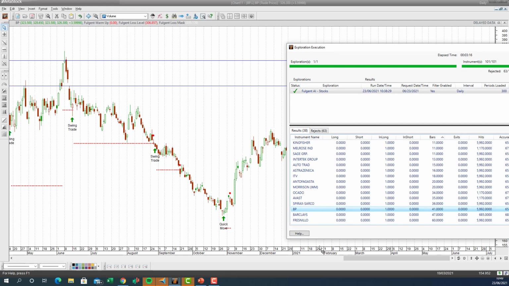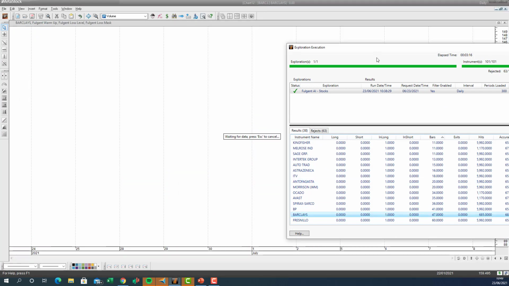And then the next one I'd like to cover is Barclays. Let's have a look at Barclays from an artificial intelligence trading perspective.